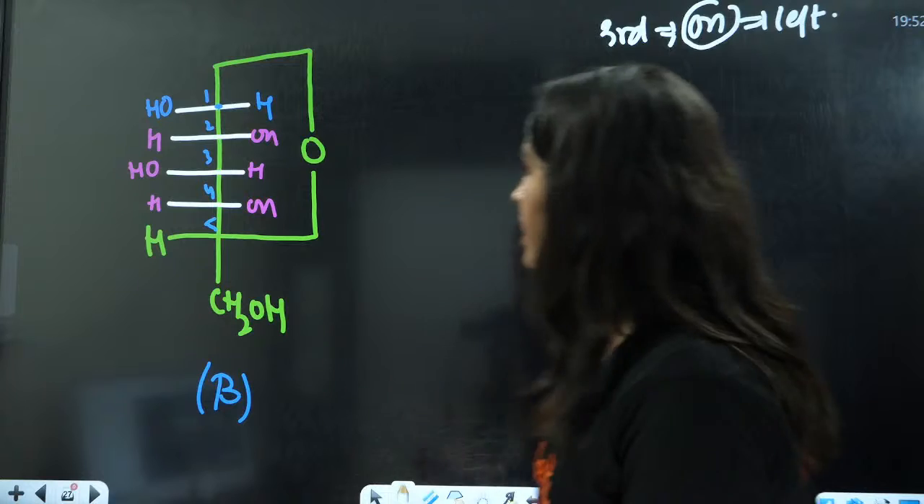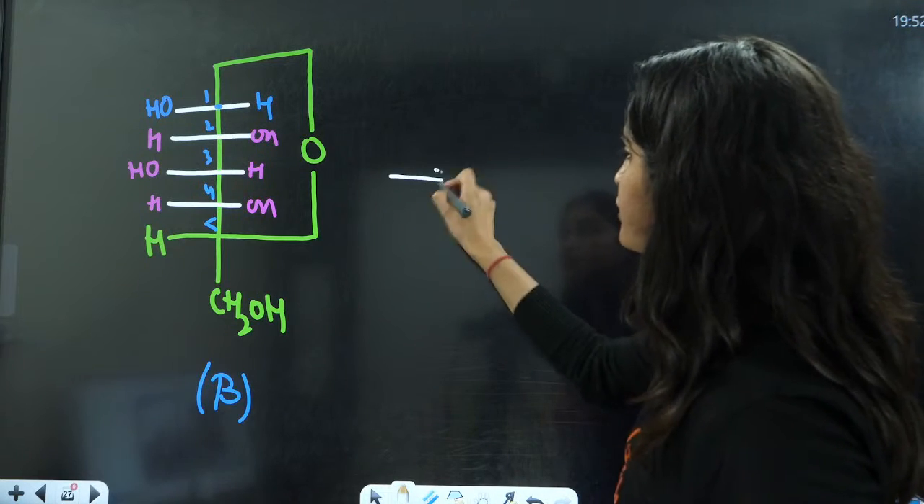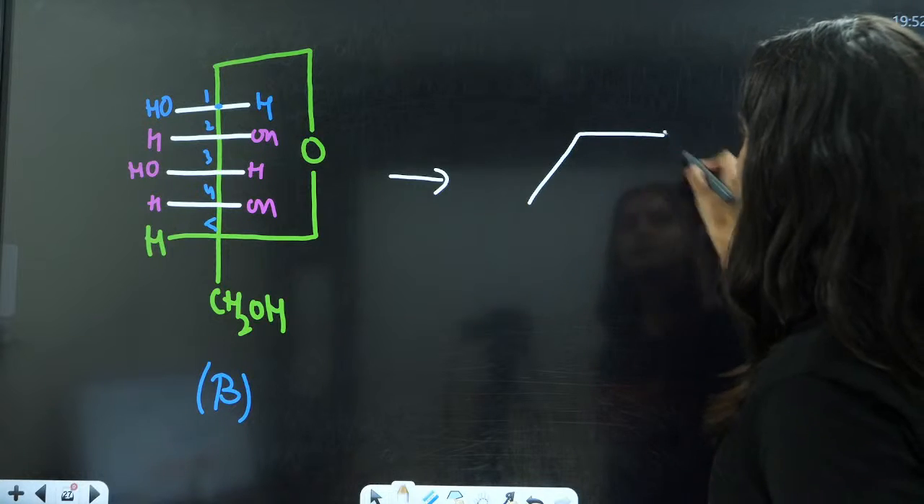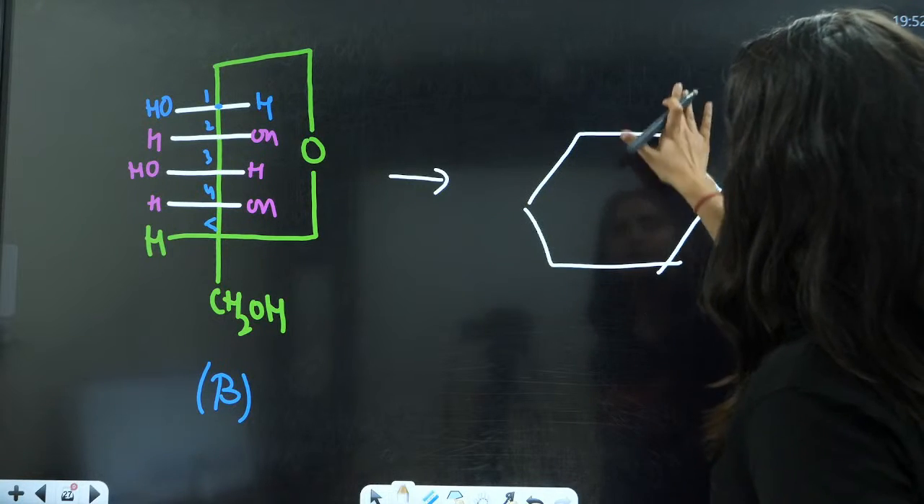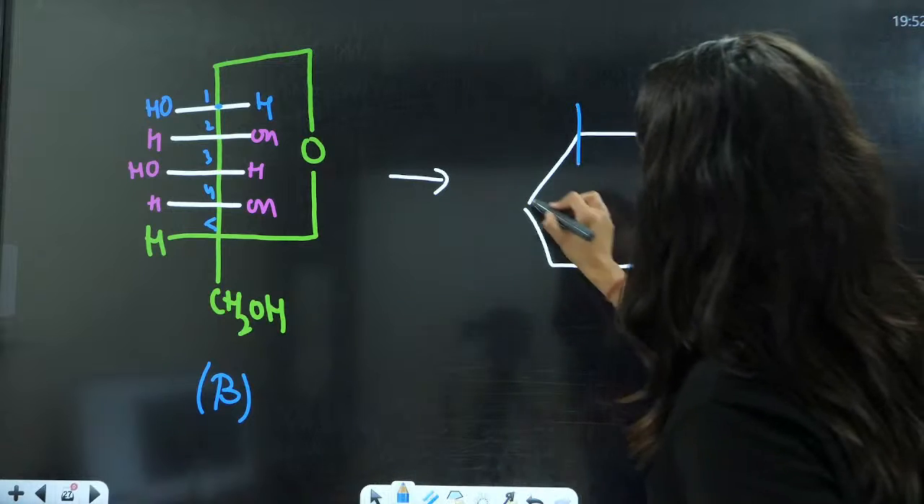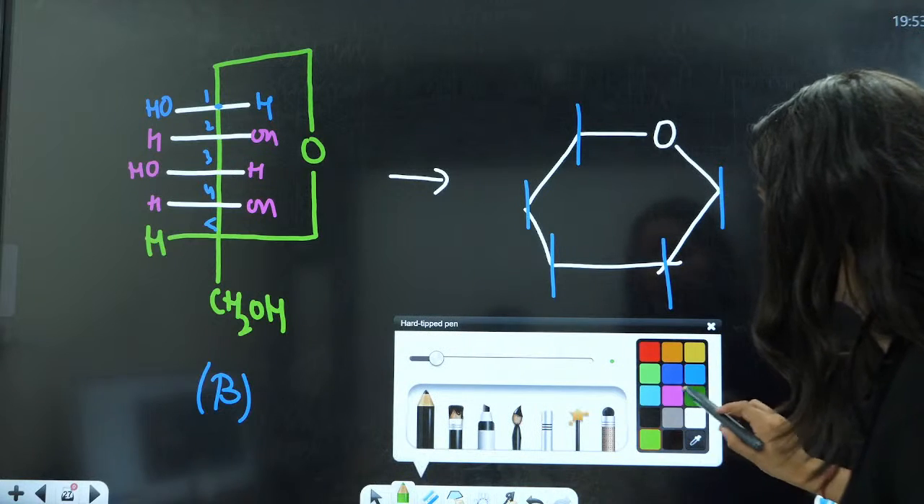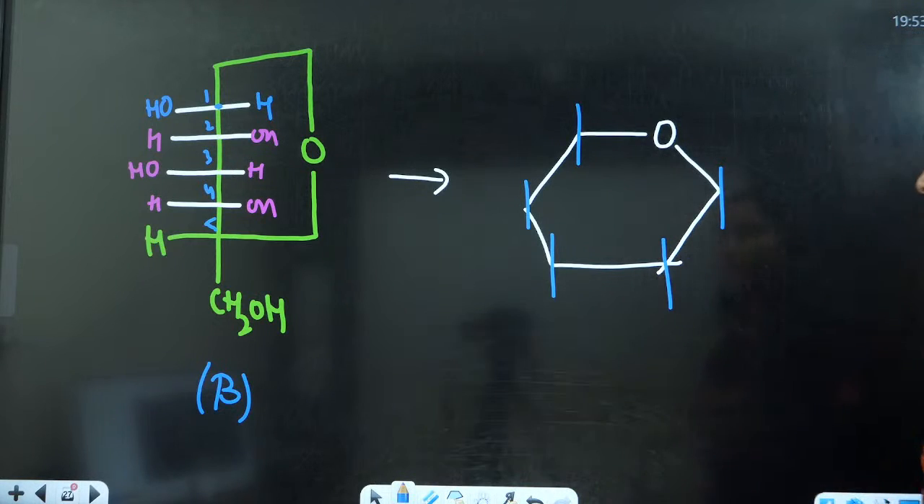Perfect? Yes. Okay, so how do you write this? Everyone, how do you convert this into Fischer projection? Draw the 6-membered structure here, then draw the oxygen here, then draw the 1, 2, 3, 4, 5 horizontal lines here. Then what is the next thing?